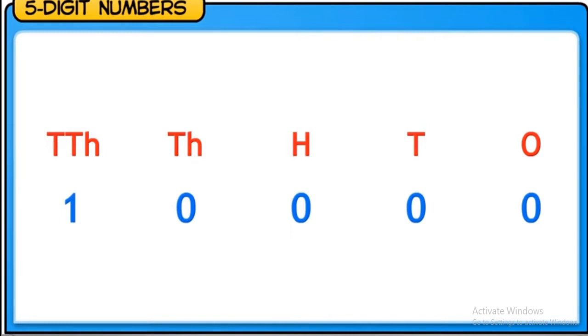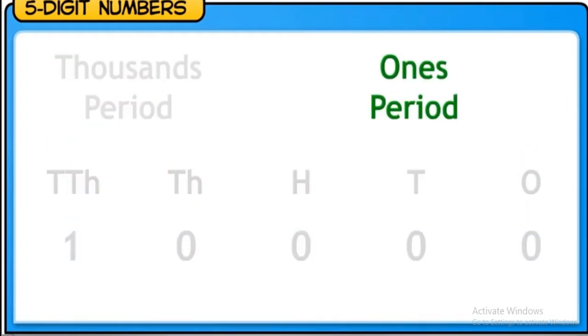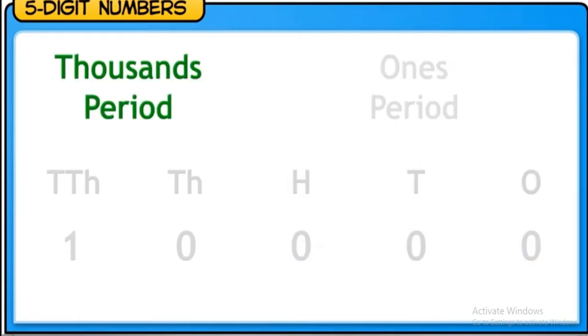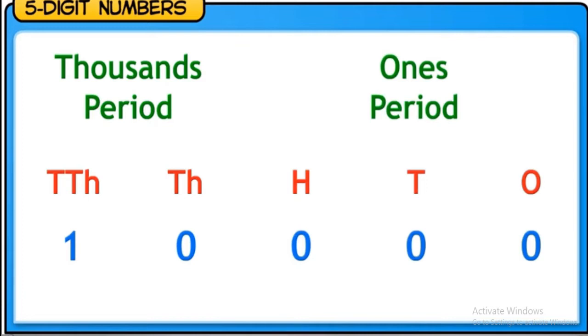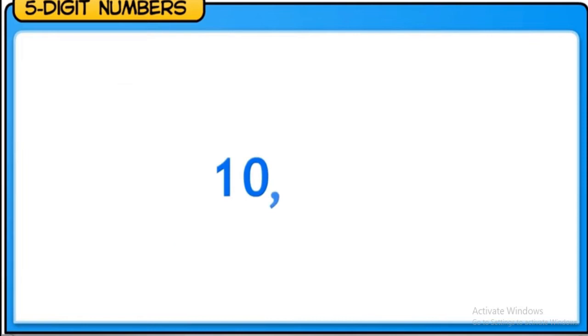into 2 periods, the ones period and the thousands period. The ones period includes the ones, tens, and hundreds places. The thousands period includes the thousands and 10,000s places. While writing 5-digit numbers, we place a comma to separate the digits in the thousands period from the digits in the ones period. Thus, 10,000 is written as 10,000.